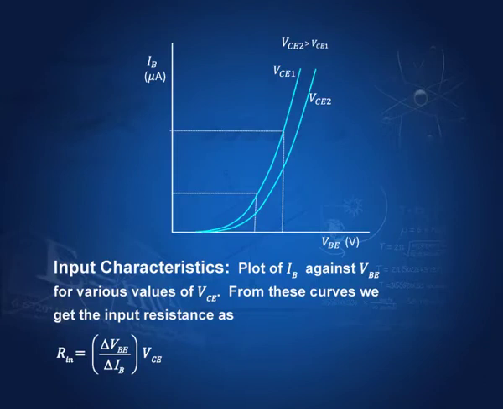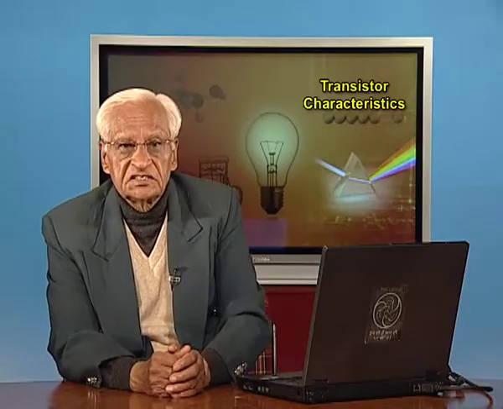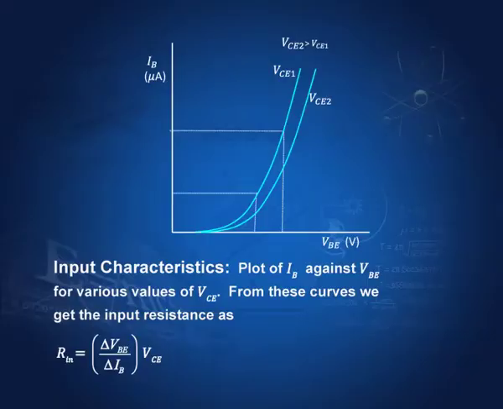How do you define the input resistance? It is delta of VBE by delta of IB, that is a small change in VBE divided by a small change in IB. So, suppose we take this curve for VCE1, then if we have these 2 points, VBE is this and IB is this. If we divide delta VBE by delta IB, then we get the input resistance.